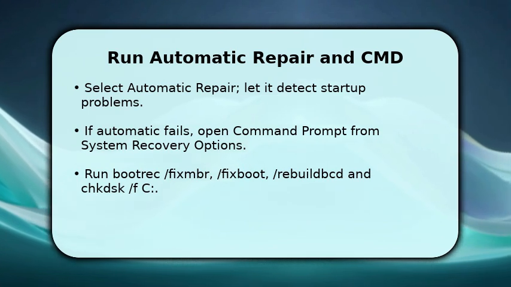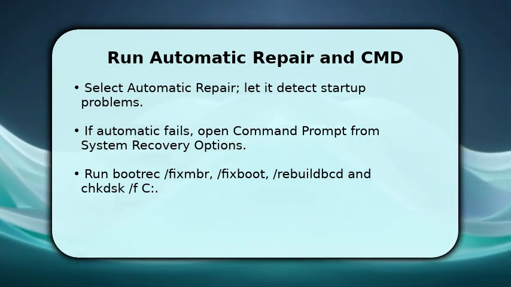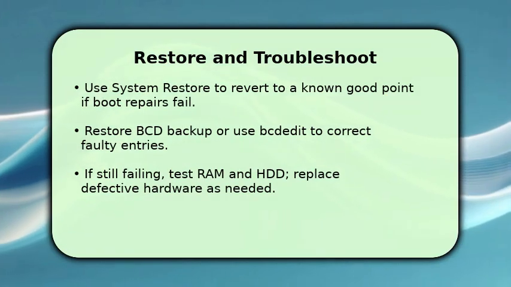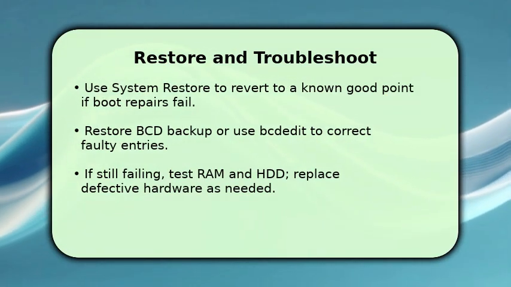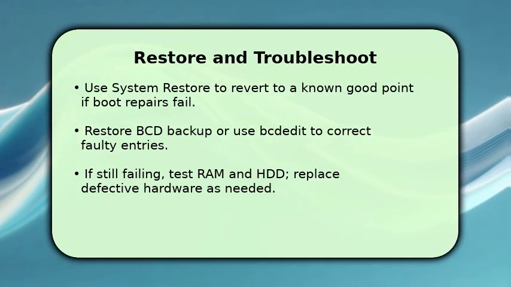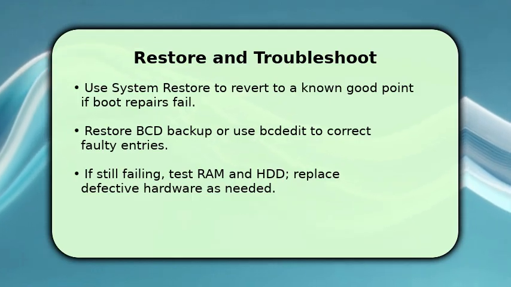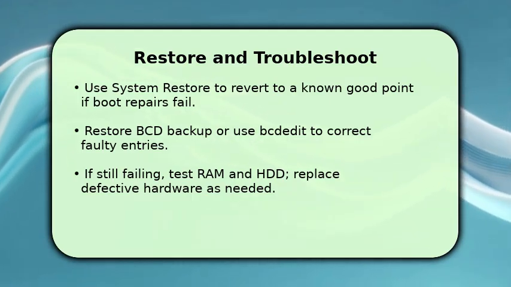After repairing boot files, try System Restore to roll Windows back to a working state. Select a restore point dated before the issue. If BCD entries stayed corrupt, restore a backup BCD or use bcdedit to set correct device and OS device paths. This fixes wrong drive mappings.